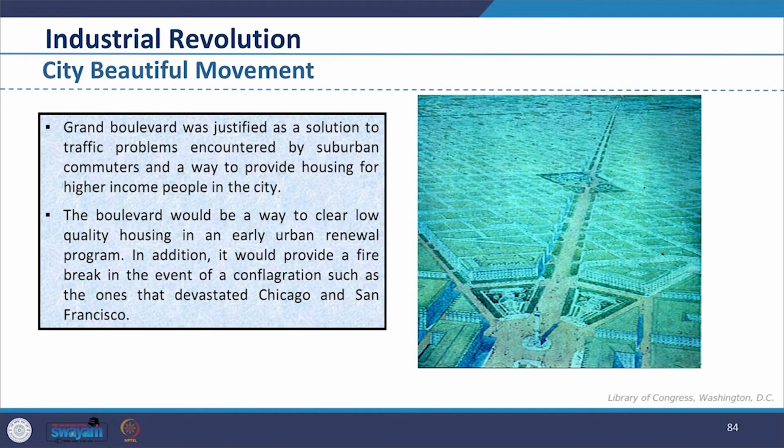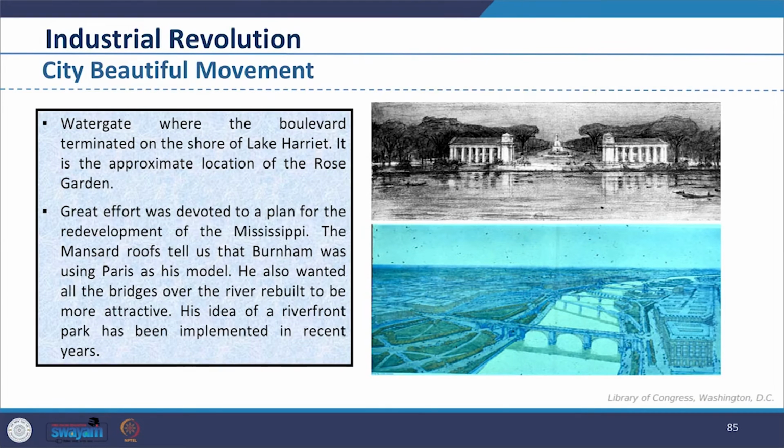Here we can see the Watergate, where the boulevard terminated on the shore of Lake Harriet. It is the approximate location of the Rose Garden. Great effort was devoted to planning the redevelopment of the Mississippi. The mansard roof tells us that Burnham was using Paris as his model. He also wanted all the bridges over the rivers rebuilt to be more attractive. His idea of a riverfront park has been implemented in recent years as well.